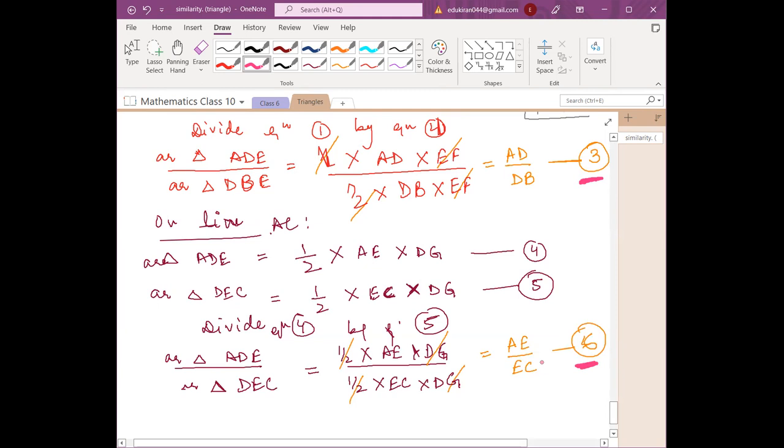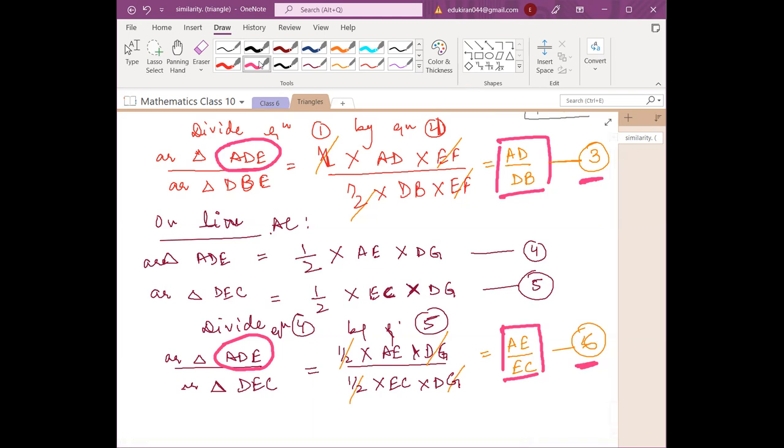Now you can see one thing, Sarah. Ultimately, I have to prove what I have written to prove: AD by DB. So basically this term is equal to this term that you have to prove. If I prove that the left hand side is equal, then the right hand side will be equal. Now look at the left hand side. Here I have ADE and here also I have ADE. So this is equal.